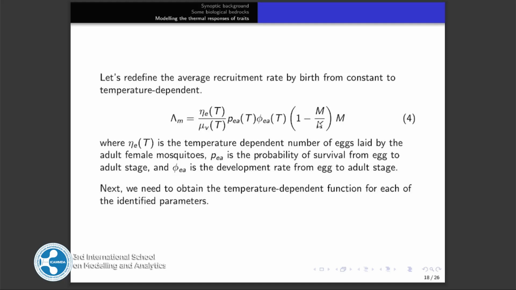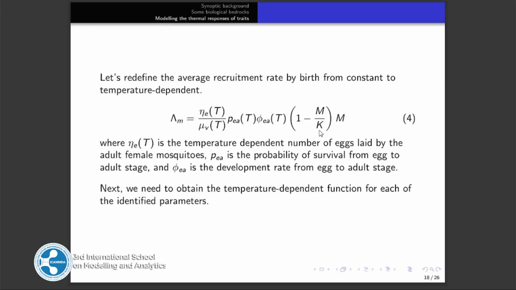And that's why we have the introduction of the logistic. We are making the birth rate a logistic birth rate. The M is the total number of the adult mosquitoes. The total number of the adult, that is the S, the E, and also the I. That is what that M there represents.